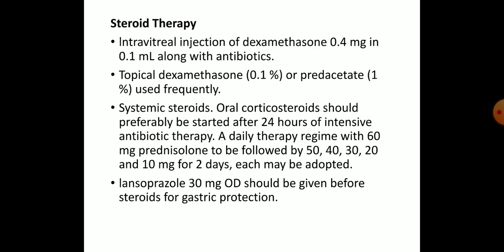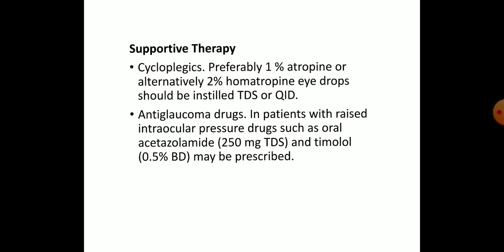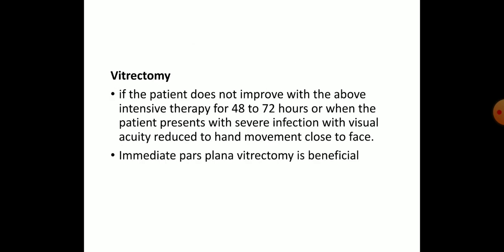Steroid therapy is given in case of sterile endophthalmitis, not in infective. If you give it in infective, the infection can proliferate again. So you give it in sterile endophthalmitis, non-infective causes. Supportive therapy: you give atropine, cycloplegics, anti-glaucoma drugs in case IOP is raised. Now if all this has not been beneficial, you take the vitreous out, vitrectomy.